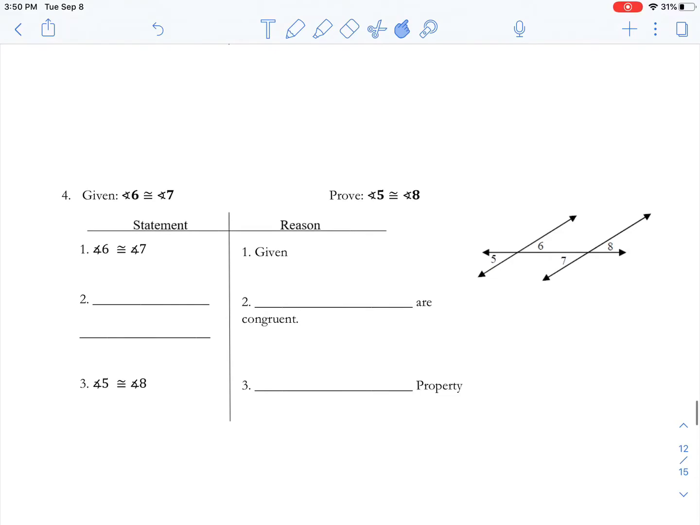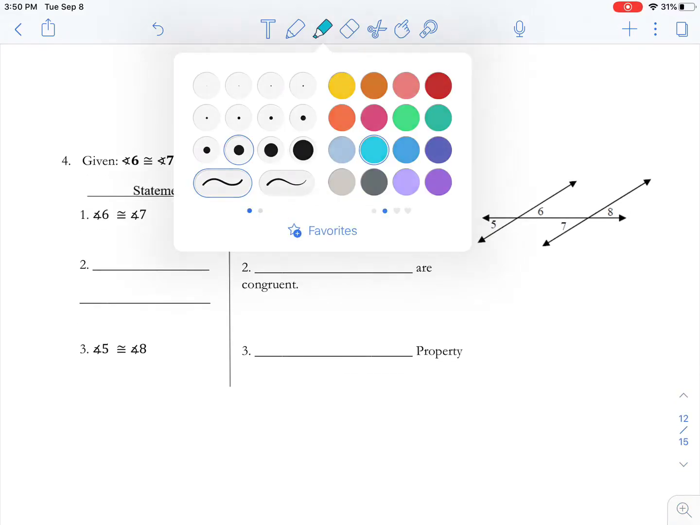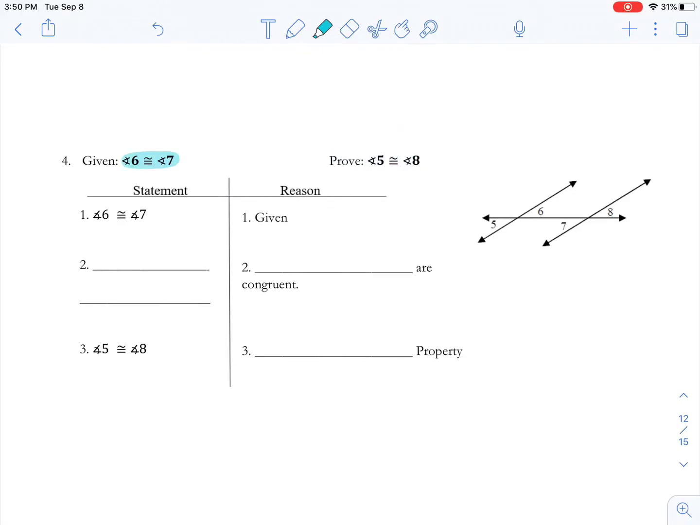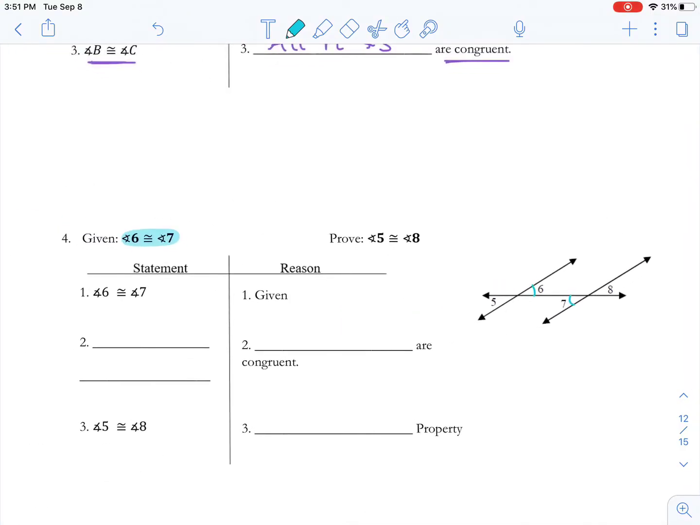Let's look at number 4. So here we have, again, take a look at our diagram. They're telling us that angle 6 is congruent to angle 7, so that's our first statement. We know that's true because it's given to us. So it's good to write it down, but we should also mark our diagram. So angle 6 is congruent to angle 7, so mark our diagram.